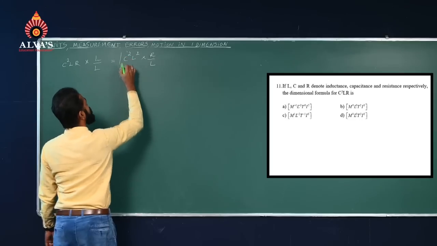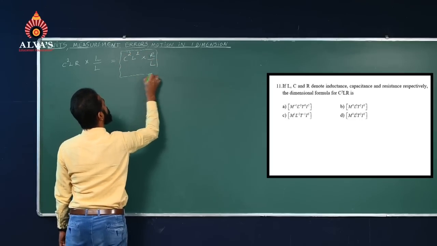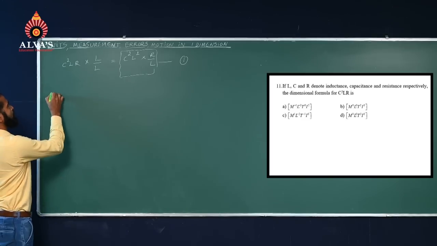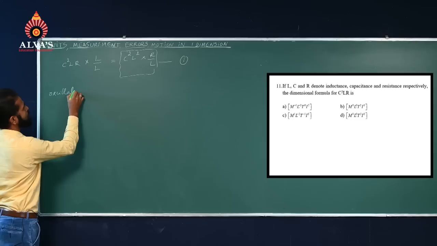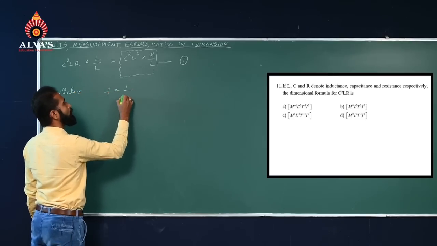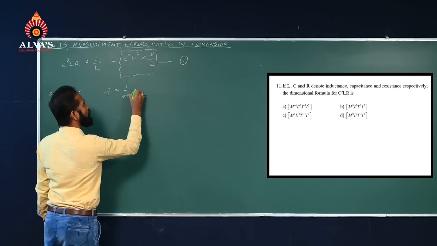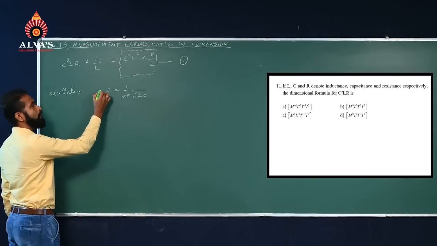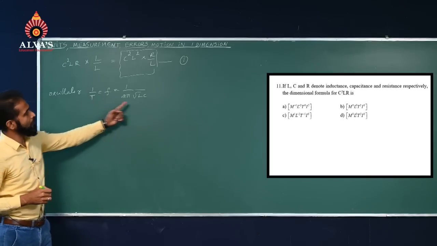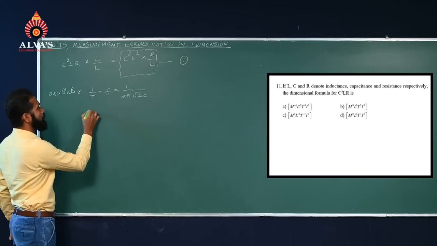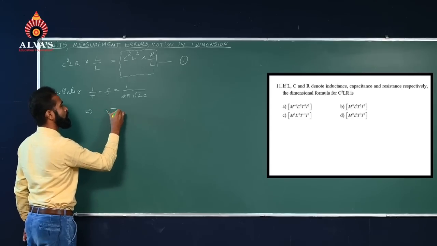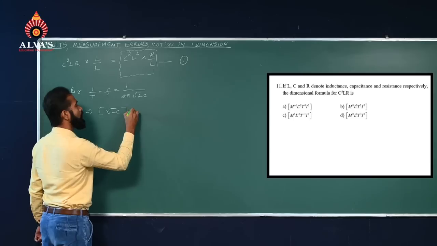Let me take this equation as 1. Now suppose you look at the equation of an oscillator. We have the frequency of the oscillator as 1 by 2 pi root LC. So the reciprocal of this frequency is nothing but the time period. If you look at this, the time period is directly proportional to root LC, so this implies that the dimension of root LC must be the same as the dimension of time.